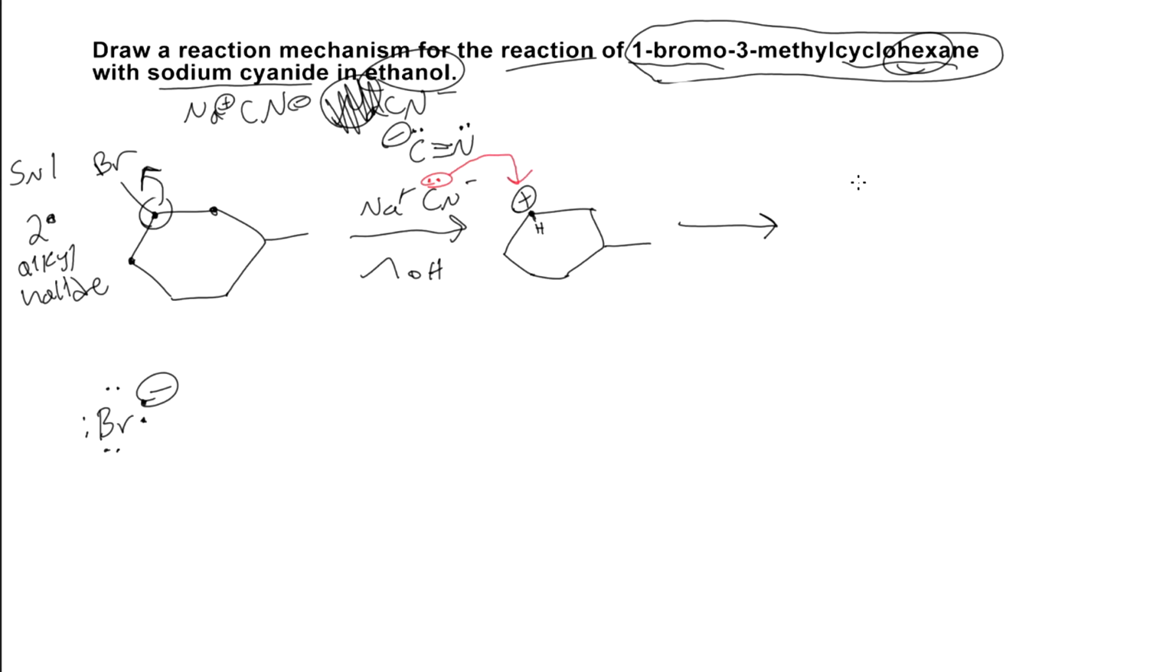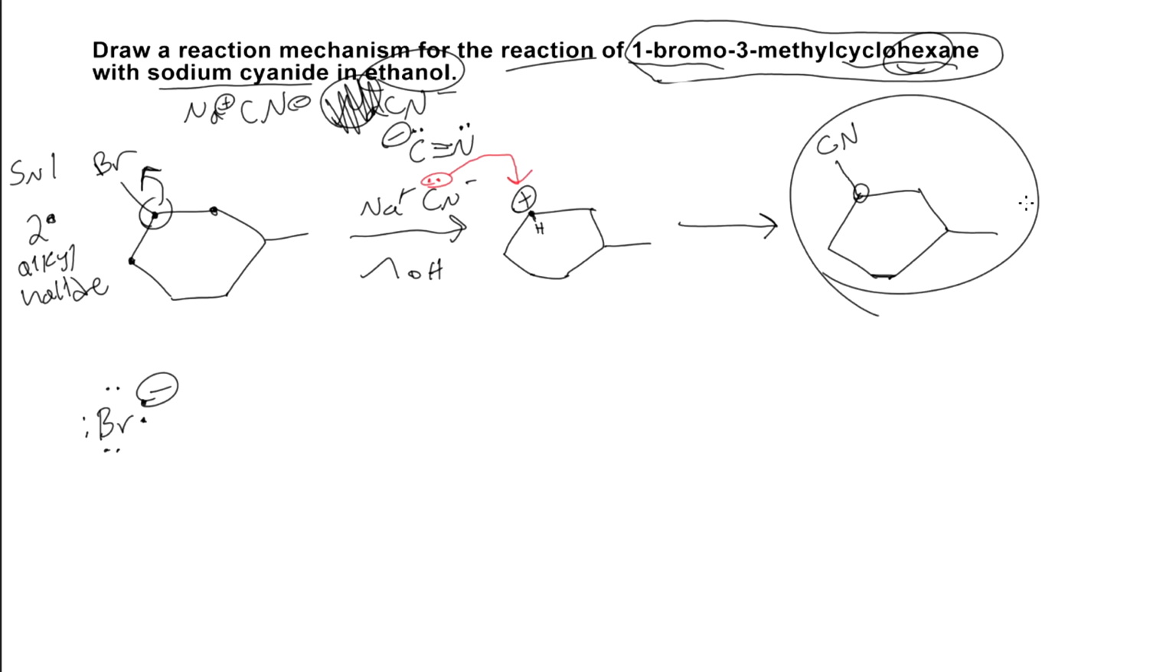altogether. So when drawing this final structure, we're going to have the same cyclohexane shape. We're still going to have our methyl group at the 3 position, but instead of having a Br in this bond right here, we're actually going to create a new bond with cyanide, which will look a little bit like that, and this is actually going to be our final product of this reaction.